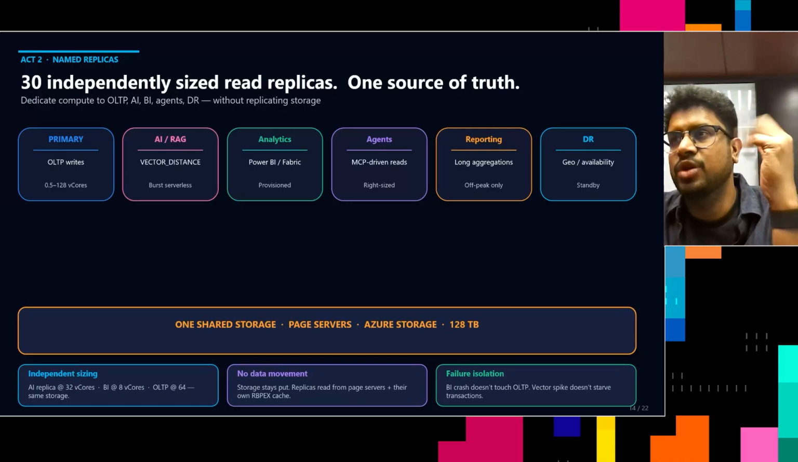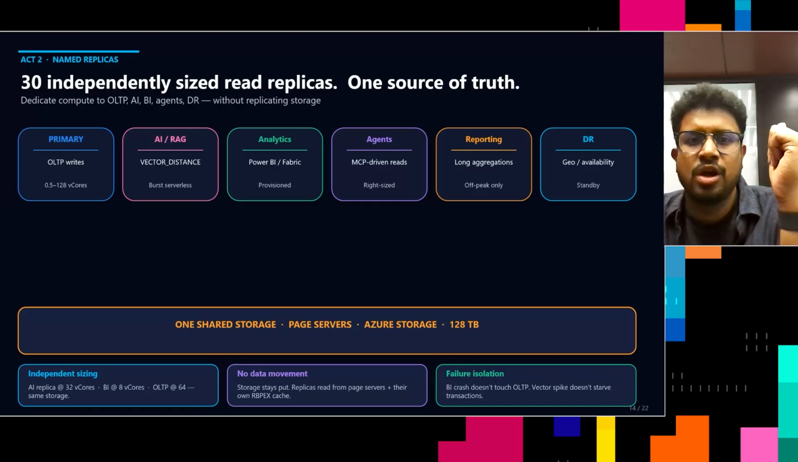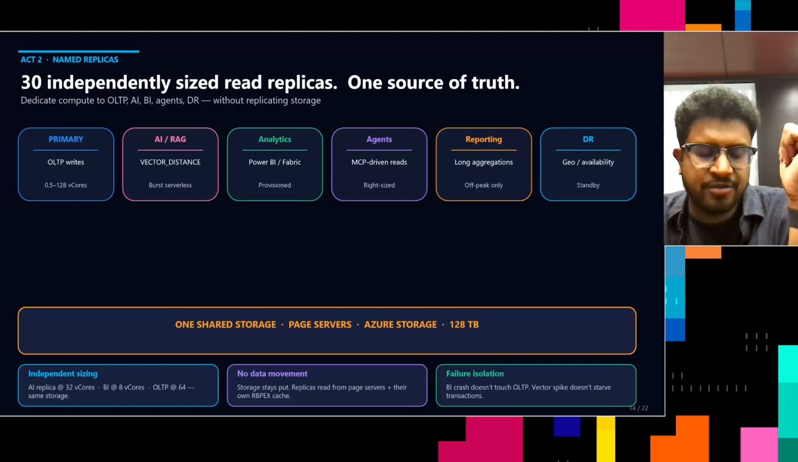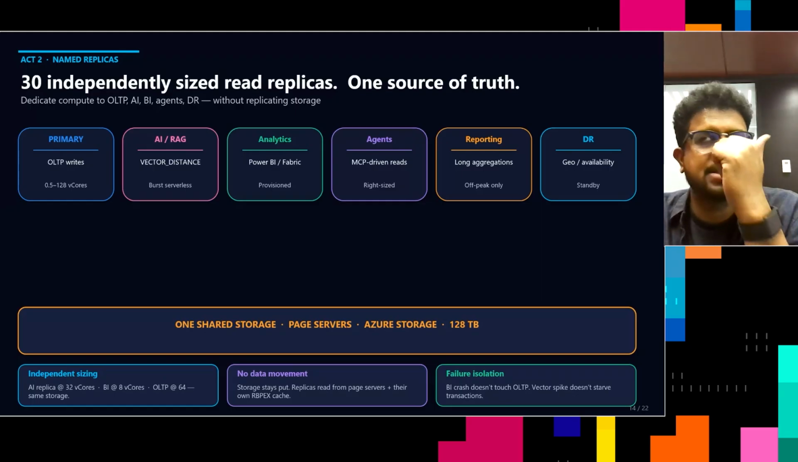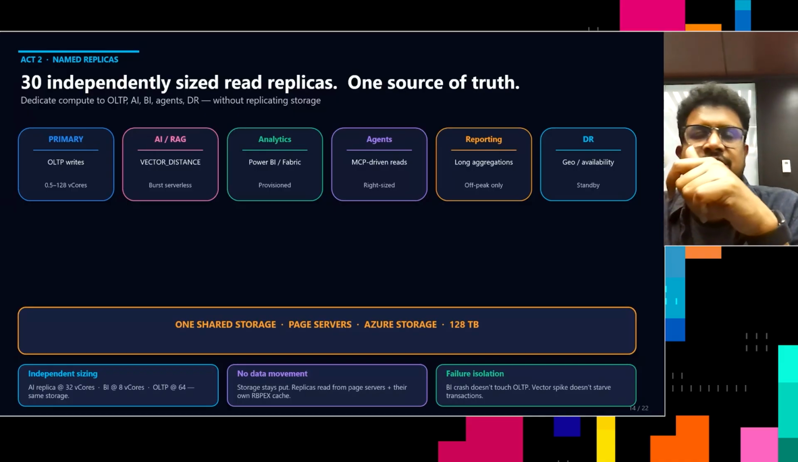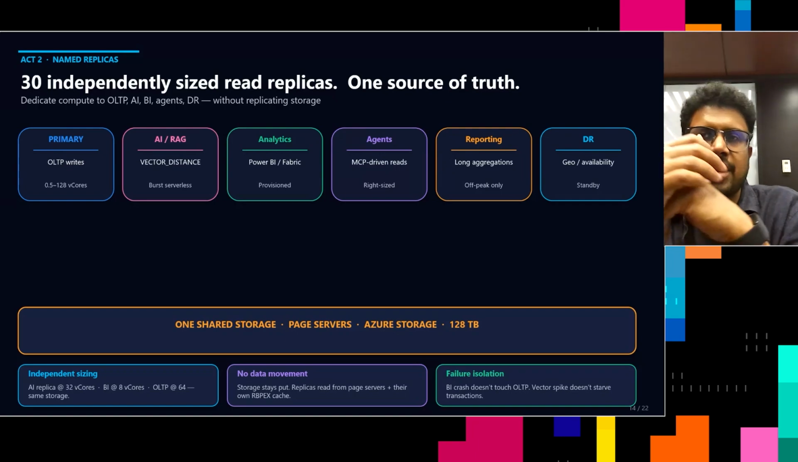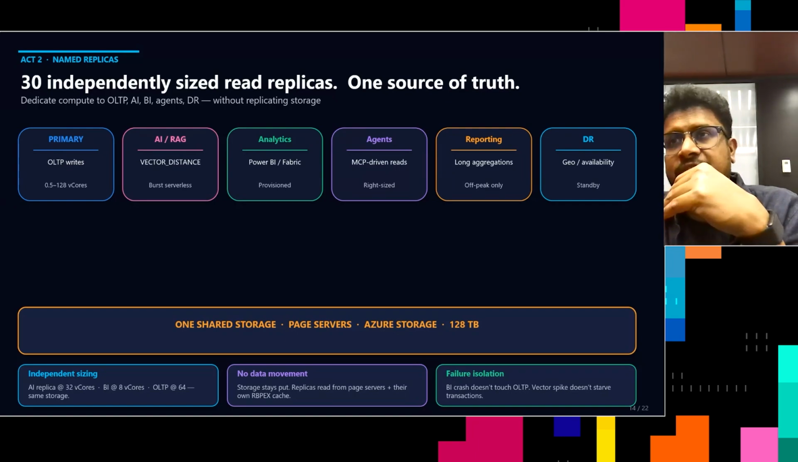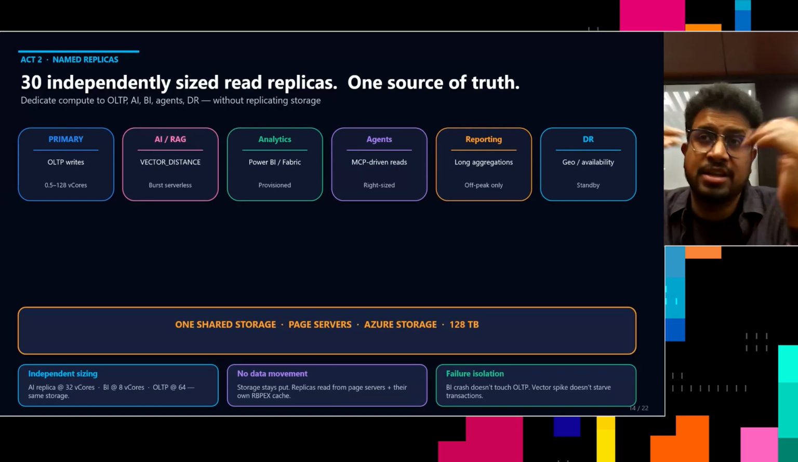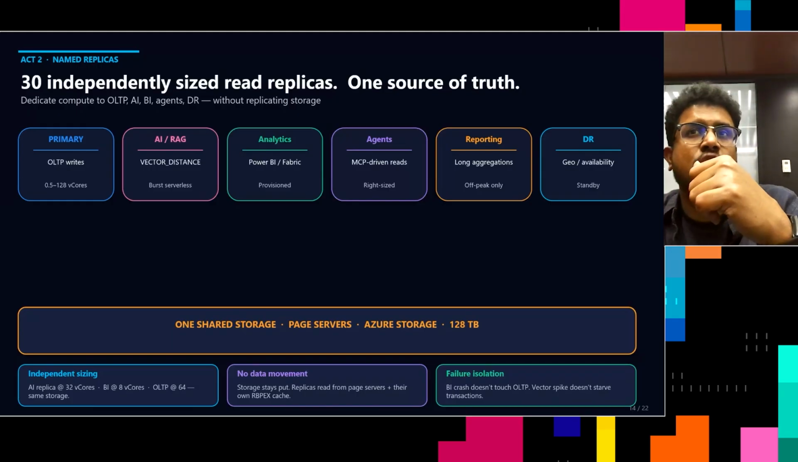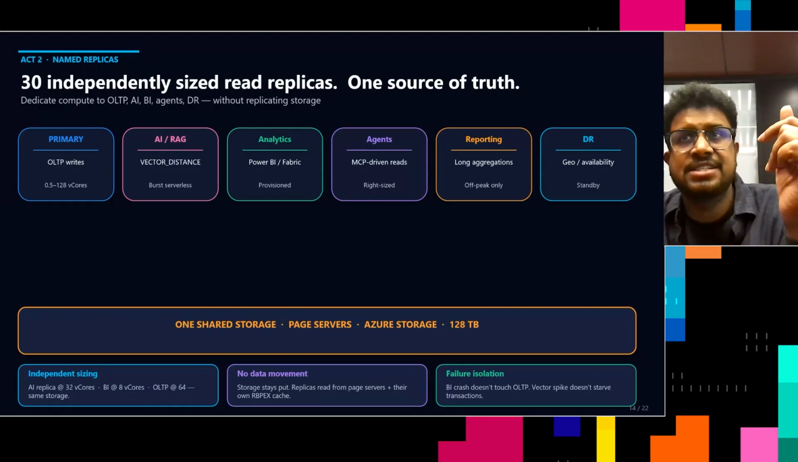We see customers using agents pointed to one of the named replicas, and they do vector distances, similar transactions, all of that, and find the cosine similarity and give back what exactly it is. So from one named replica, on another, I have seen customers using nightly jobs.